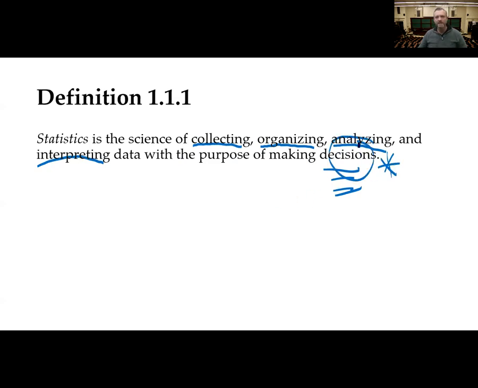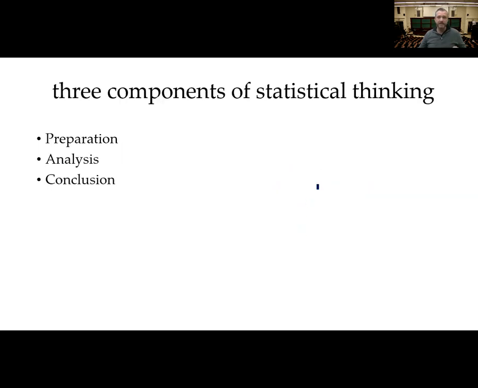To be honest, the decision piece will typically be outside of our pay grade, but we will be doing those first 4 pieces and then make a recommendation to someone who actually might want to make a decision regarding the data that we've collected. So that's what we mean by statistics. It's the science of collecting, organizing, analyzing, and interpreting data for the purpose of making decisions. There are 3 components of statistical thinking: preparation, analysis, and conclusion.